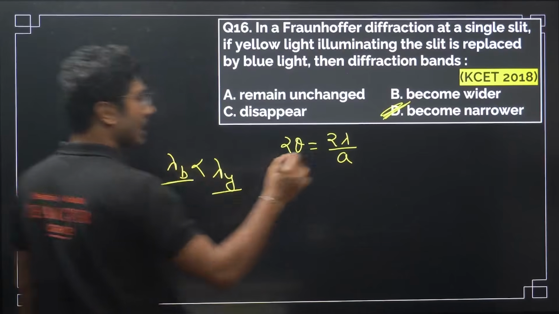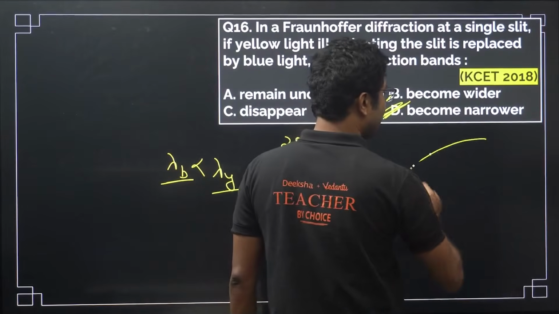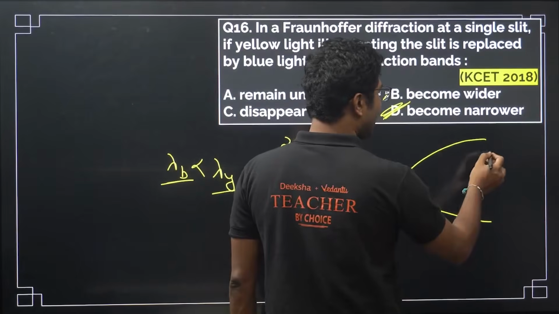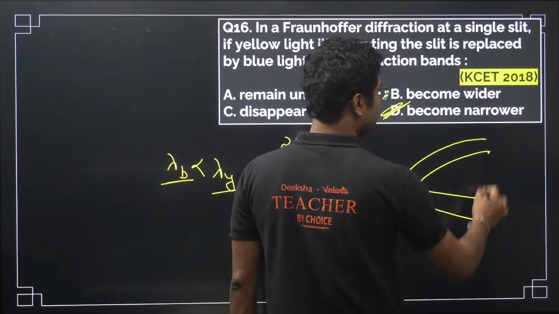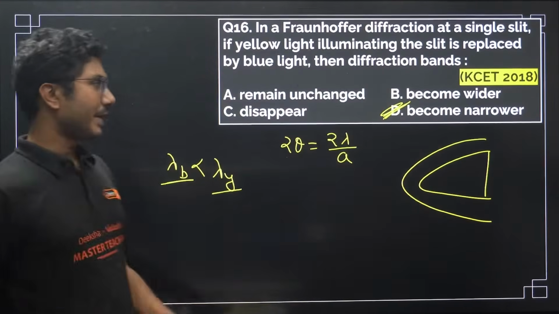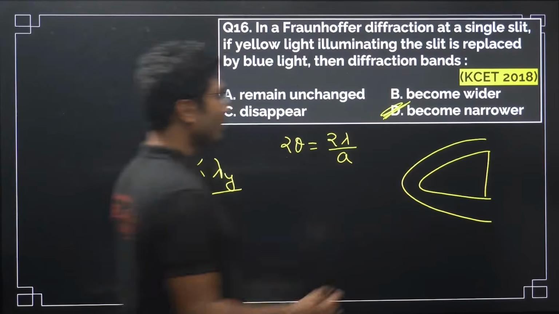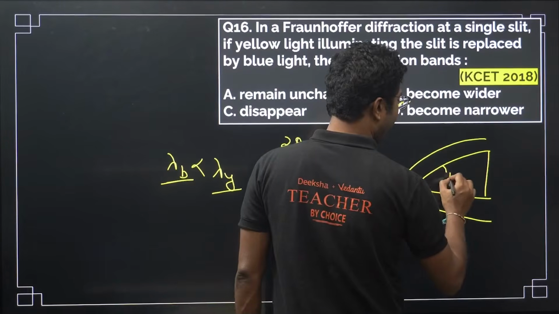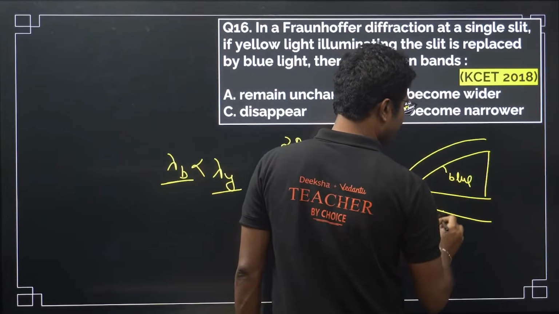So for yellow light, suppose the bandwidth was like this, but for blue light, the bandwidth will be like this. So narrower means the length decreases, right? This is for blue, and this is for yellow.